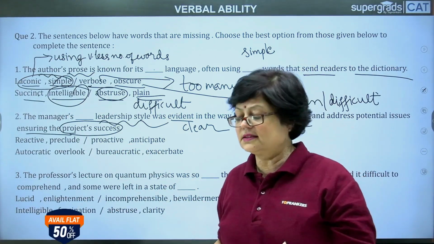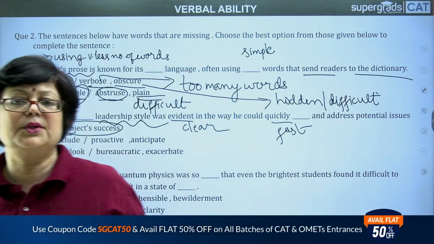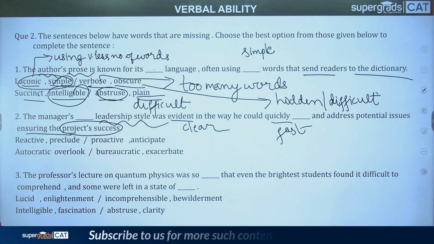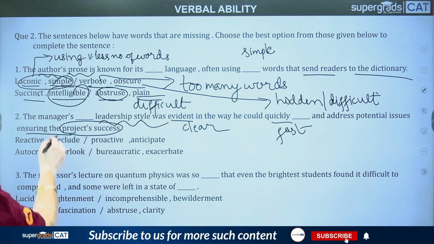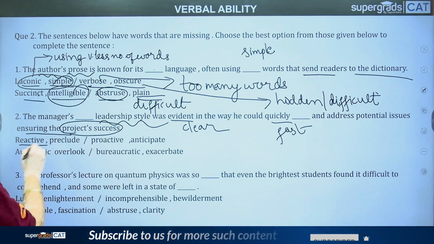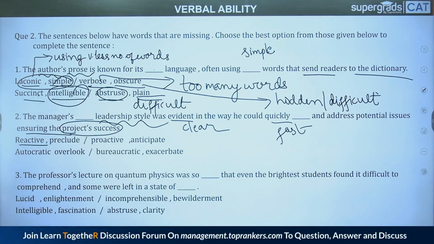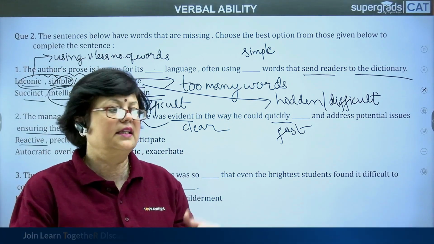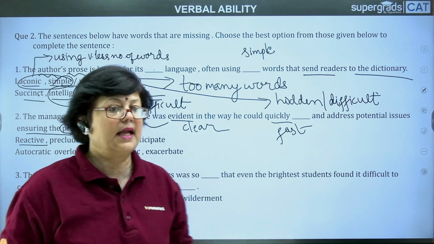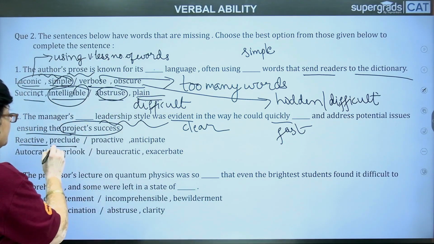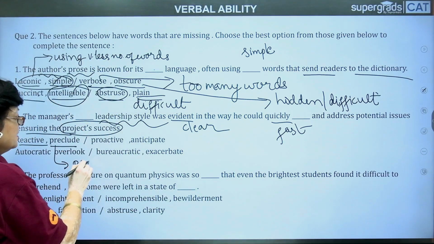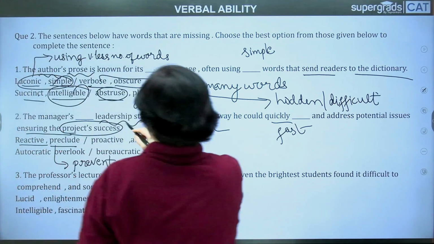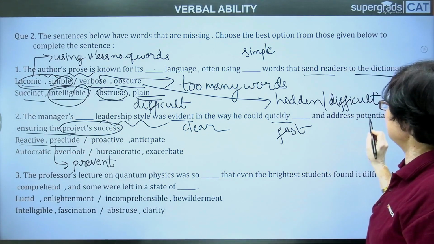At least we understand this part, that the words to be used should have a positive connotation or a positive meaning. Let us examine the options. The manager's reactive leadership style was evident. Reactive means the one who gives quick reaction. You say something and the other person blurts out. That is reactive. And preclude is to prevent. Prevent means not to allow, rokna. So will this fit here? He could prevent and address.